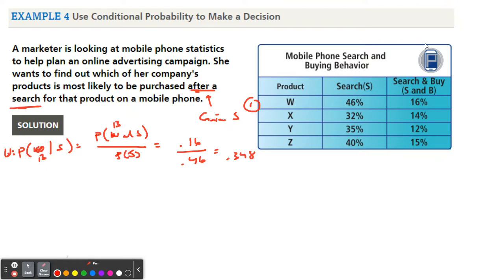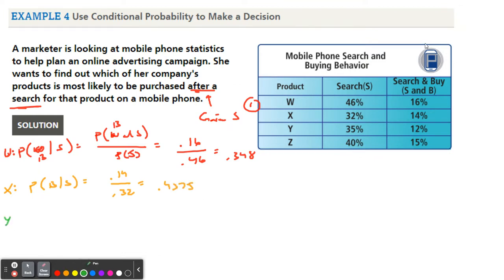Next, for X, I'll change colors. Let's do orange. Again, the probability that they buy, given that they search. So the "and" goes on top, that's the 0.14. The search goes on the bottom, the 0.32. And that's going to be 0.4375. It came out nice and even, so I left it at 4 decimals.